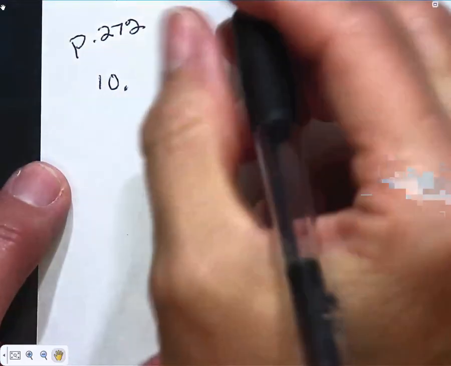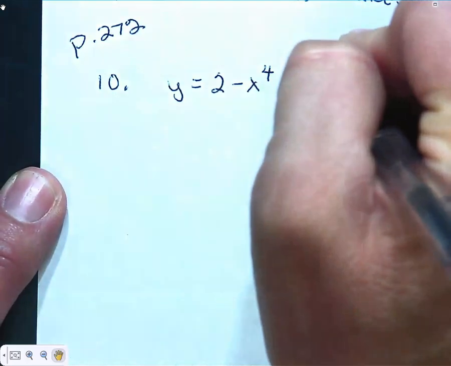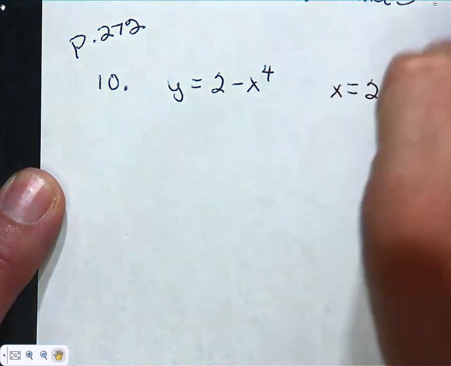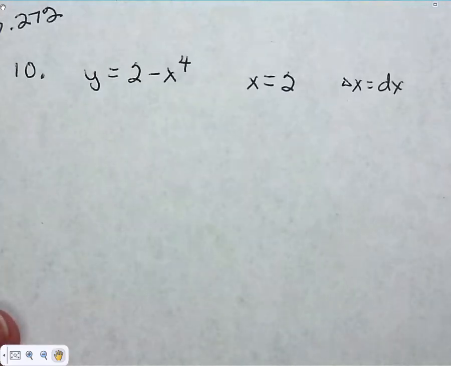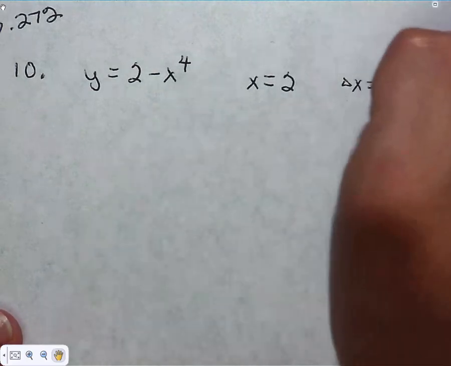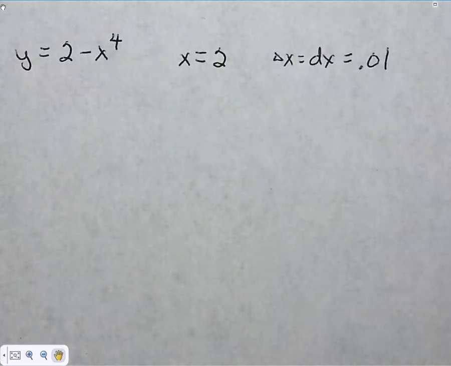Number 10 gives me an equation and an x value and a change in x. Delta x and dx are the same thing. They both stand for the change in x, and I'm given the change in x is 0.01. The directions say use the information to compare delta y and dy. I know the change in x. I don't have to approximate it. The change in x is actually 0.01.